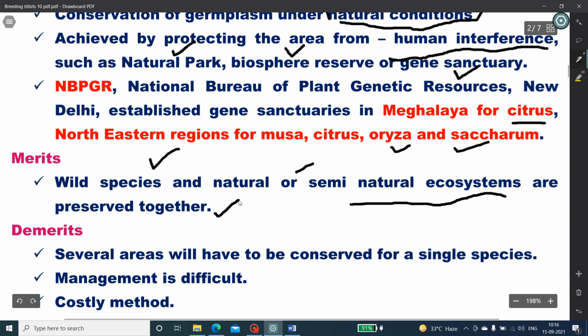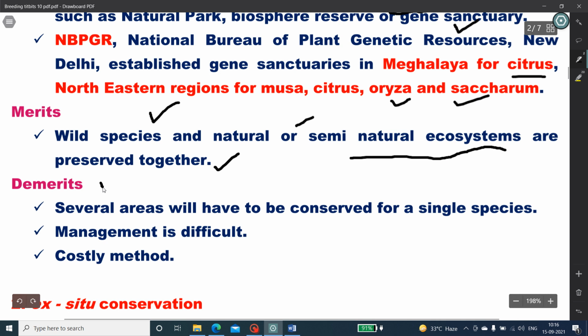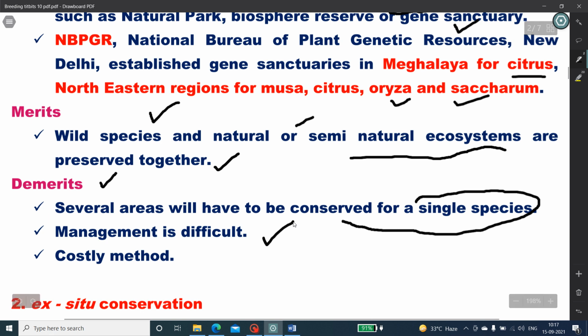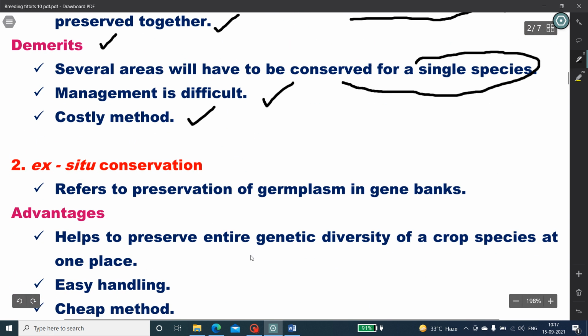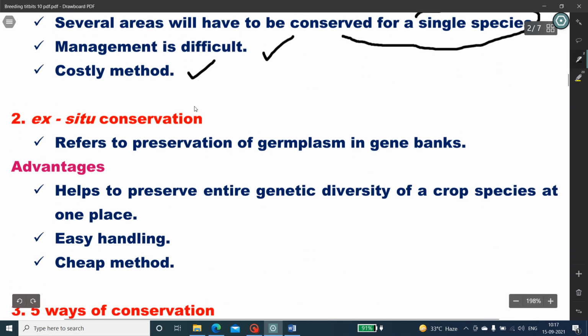This is more important. As far as the demerits are concerned, a larger area or several areas have to be allotted for conserving a single species. And the management is very difficult from natural disasters and also human and animal interference, and it is a very expensive method. The next conservation technique is ex situ conservation. It refers to the preservation of germplasm in gene banks or seed banks.